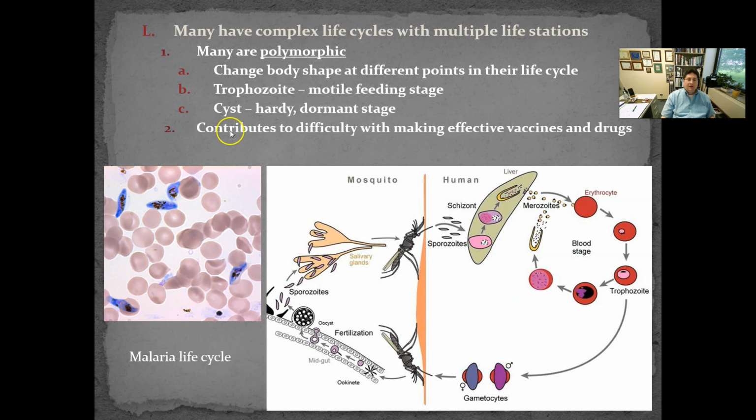Okay? Now, because these things can be polymorphic and have multiple different major periods in their life, it can be difficult to make effective vaccines and drugs against them. Because a vaccine or drug against one life stage, or say against the trophozoite, might not work against the cyst or a different life stage.